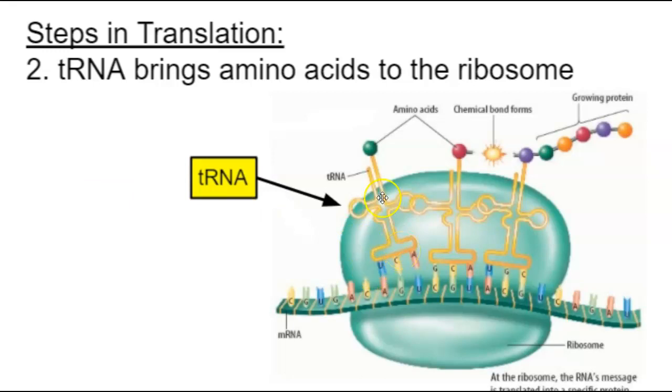You can kind of remember it because it kind of looks like the letter T, kind of, right? So tRNA, you'll notice it's got these amino acids on the top. Remember, if we connect them together, they make a protein. That's our goal here in the ribosome.